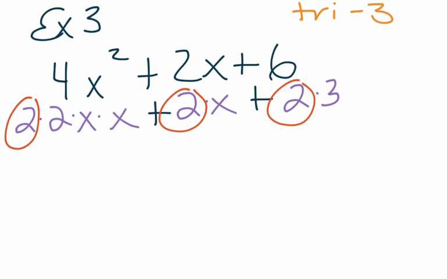And so we're going to tax out the 2 and then see what's left. So here I have 2 times x, which is 2x squared.